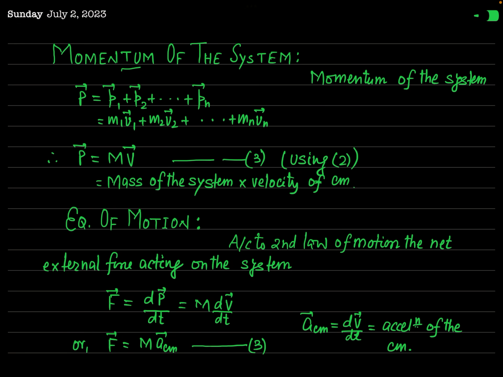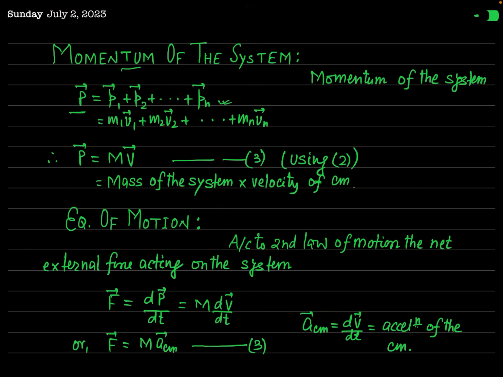So if you consider that P1, P2, and so on, Pn are the momenta of individual particles of the system, then the vector sum of P1, P2, and so on, Pn will give you the momentum of the system. I have denoted the momentum of the system by this capital P. So capital P, which is the momentum of our system, is equal to P1 plus P2 plus so on plus Pn, where all these small P1, P2, Pn denote the momenta of the individual particles.